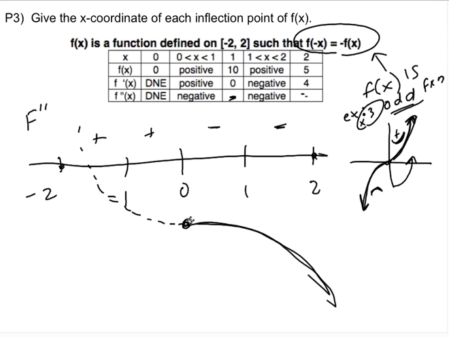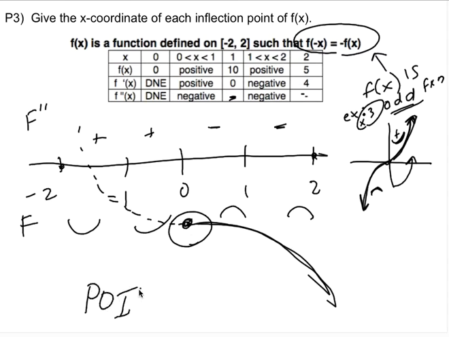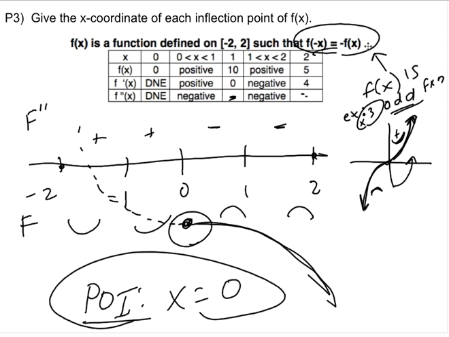So the only point of inflection, right? So that means my f is cupping up, cupping down. The only point of inflection in this graph is at x equals 0. But again, if you didn't notice the thing about the odd function, you would think there are no points of inflection because there's no sign change on this half of the chart.